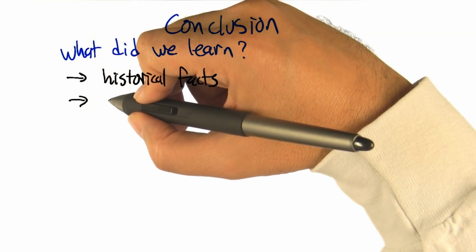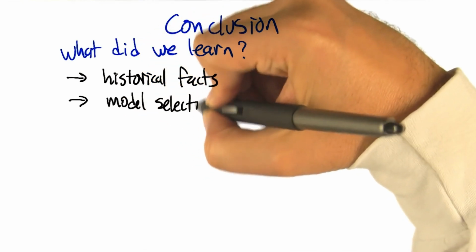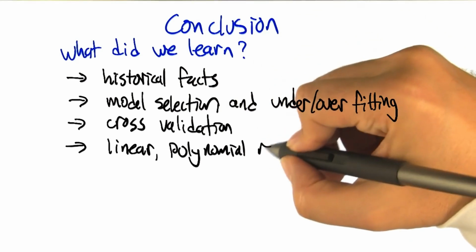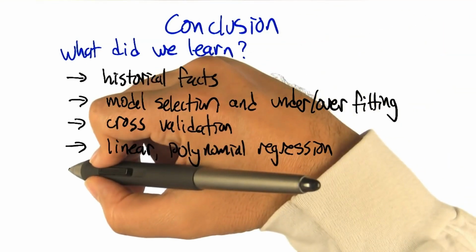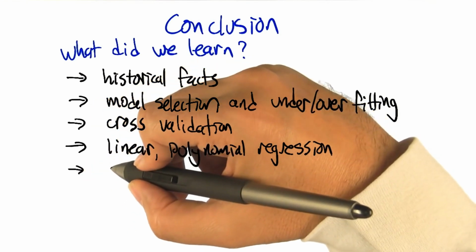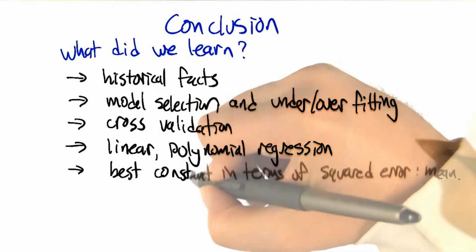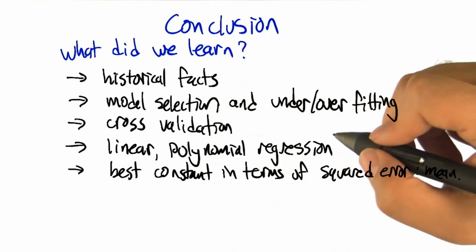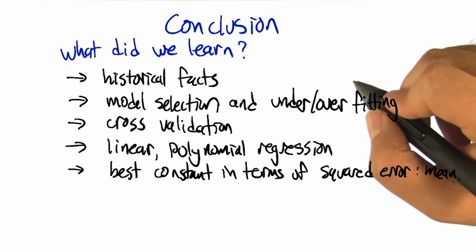We learned about model selection and overfitting and underfitting and fitting in general. Cross-validation. We talked about how to do linear and polynomial regression. That the best constant in terms of squared error is the mean. Use a little calculus for that.